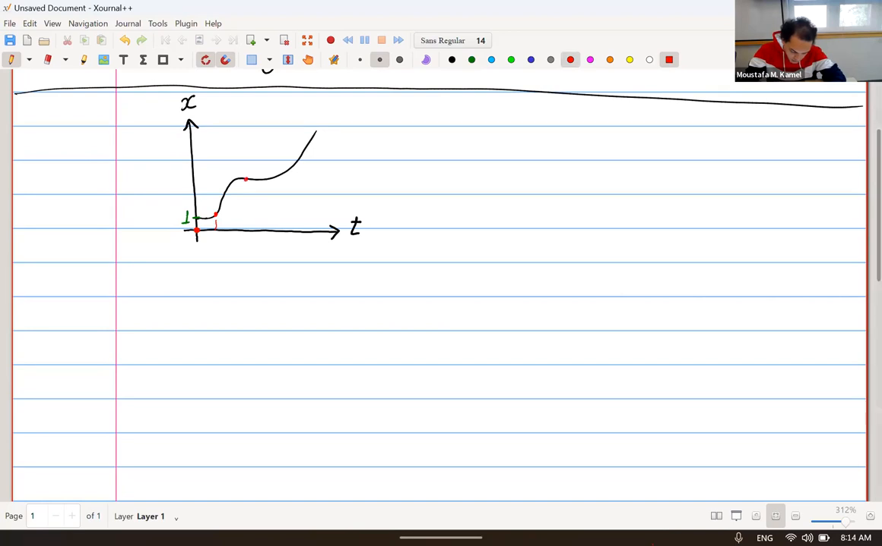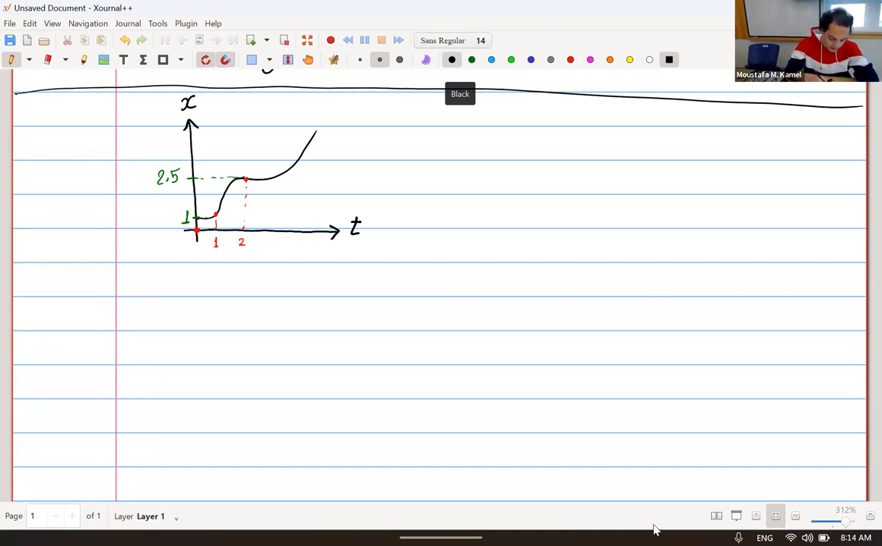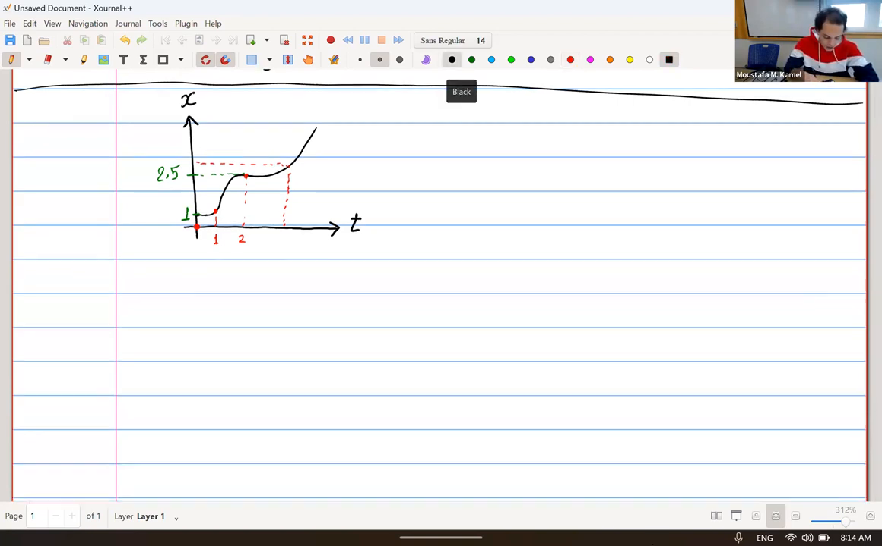And at this point in time, 1, 2, so it was here. Call this 2.5. I'm just typing arbitrary numbers. This is just an explanation of what a graph of position versus time means. It's just the position at any moment in time. Okay, so you can get the position by just dropping a vertical line from the curve and a horizontal line to get the corresponding position.